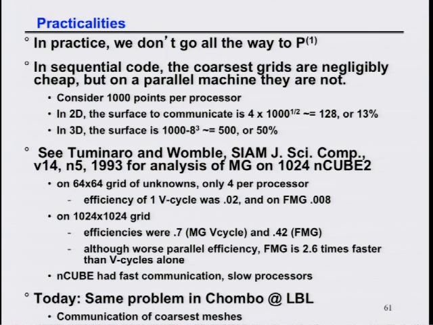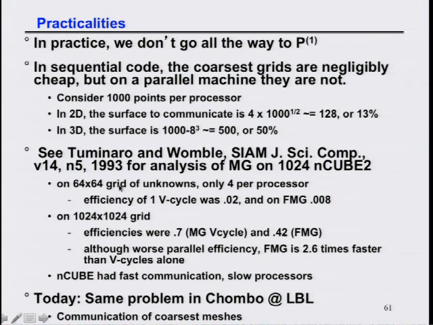So here's some data, both very old and very new, just to show you the problem's been around for a while. So this was a mere 1,024 processor machine back in 1993. And they did a 64 by 64 grid and a 1,024 by 1,024 grid on it.